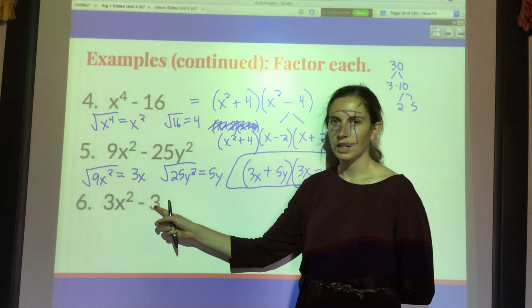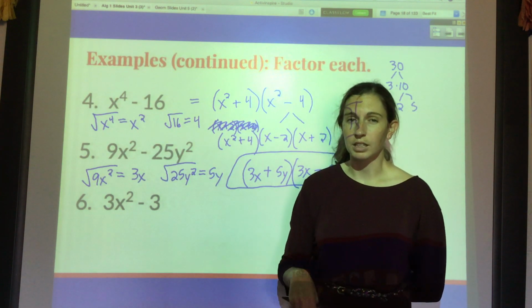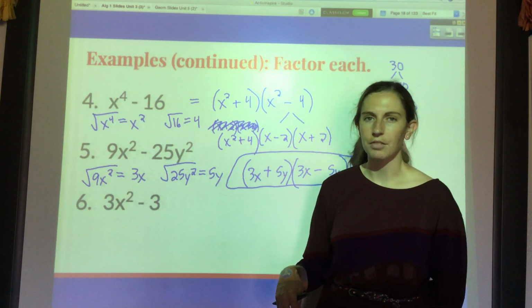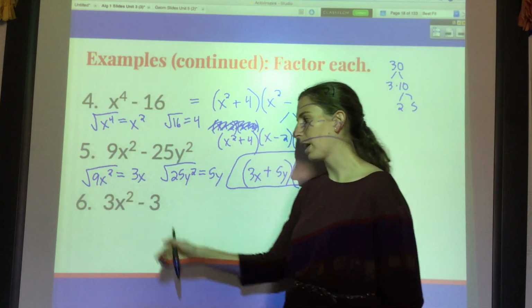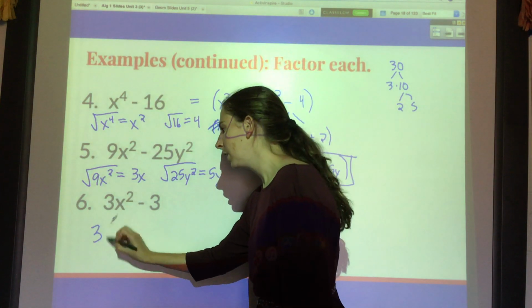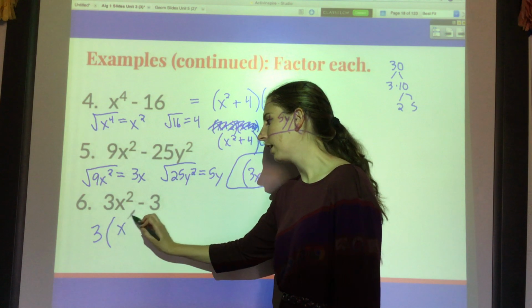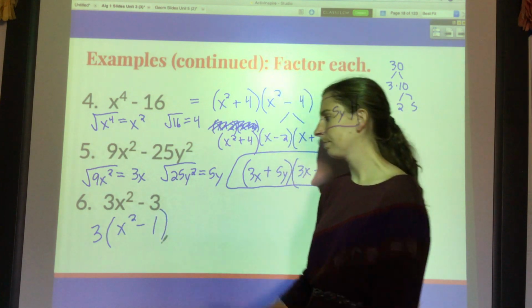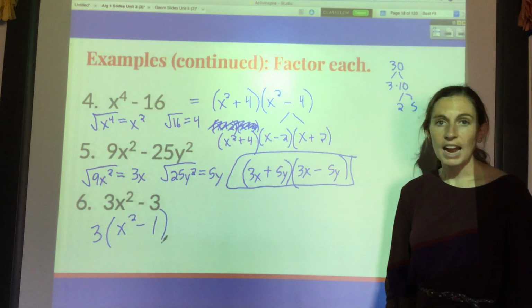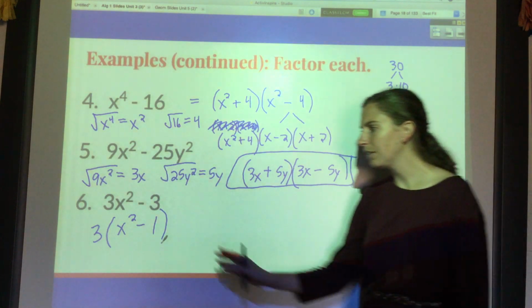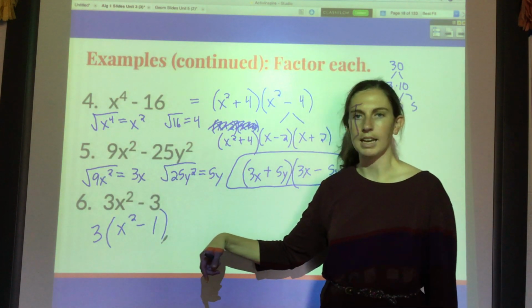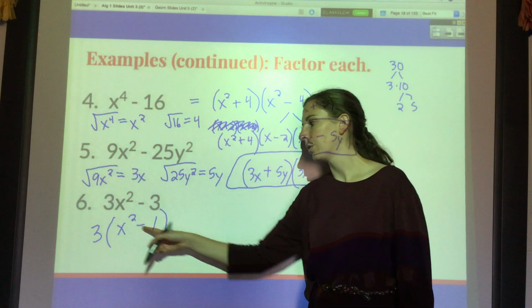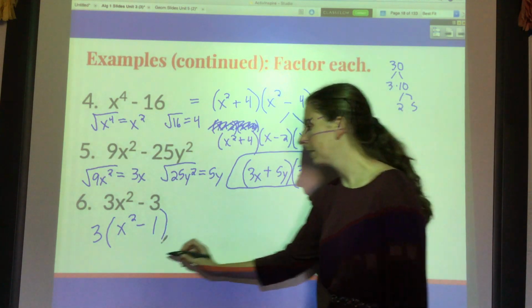But there's a GCF on this one, so you want to factor out the GCF first. I can divide both of those by a 3 right off the bat, which will leave x squared minus 1. And now, as we always do with the GCF, just leave it in front and pretty much just ignore it till the end. Now I'm just going to deal with this, x squared minus 1.